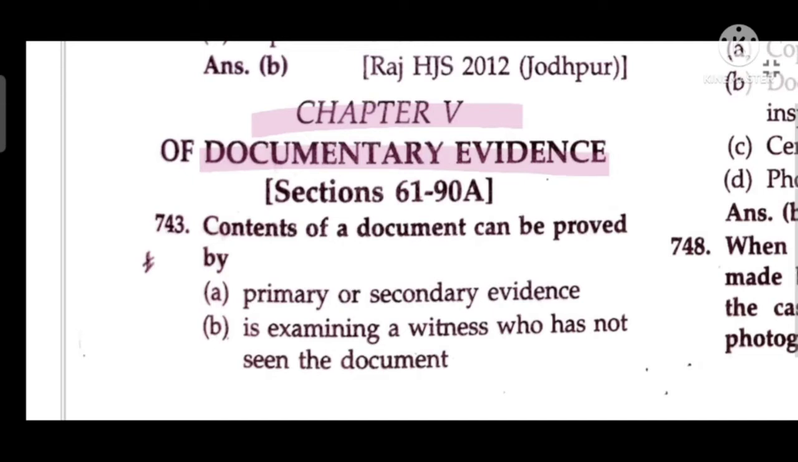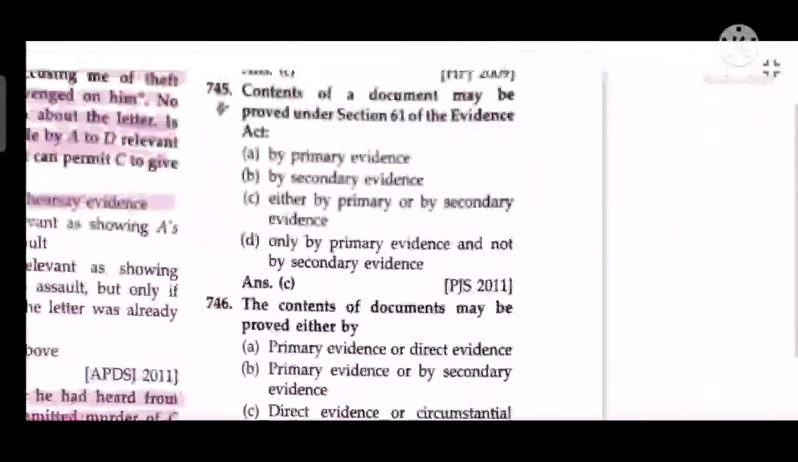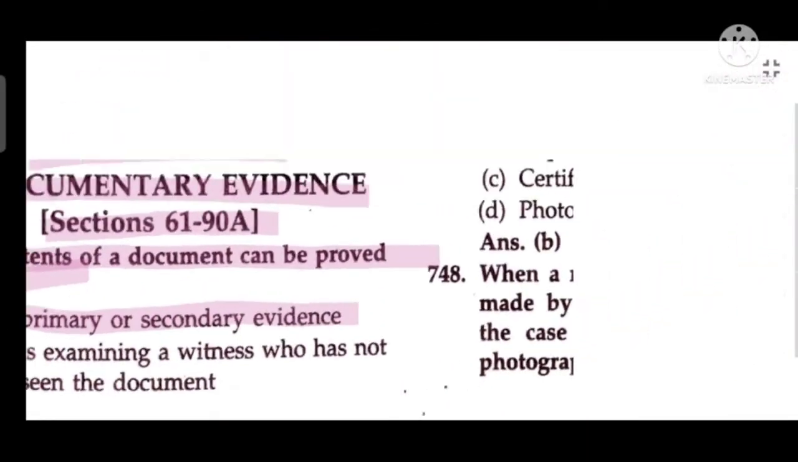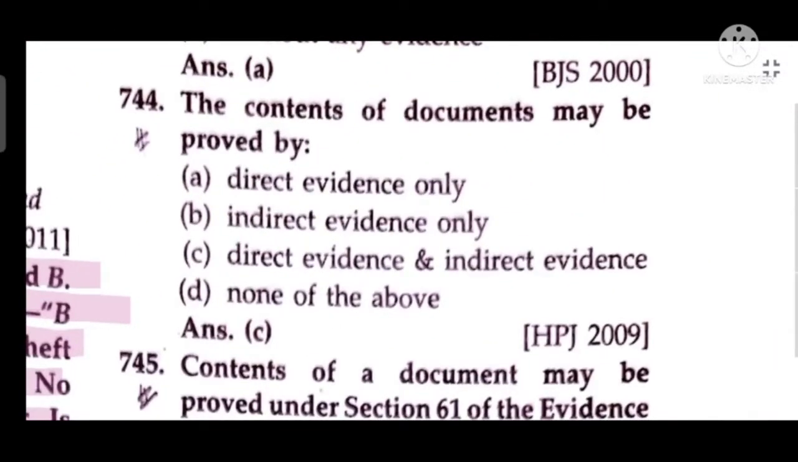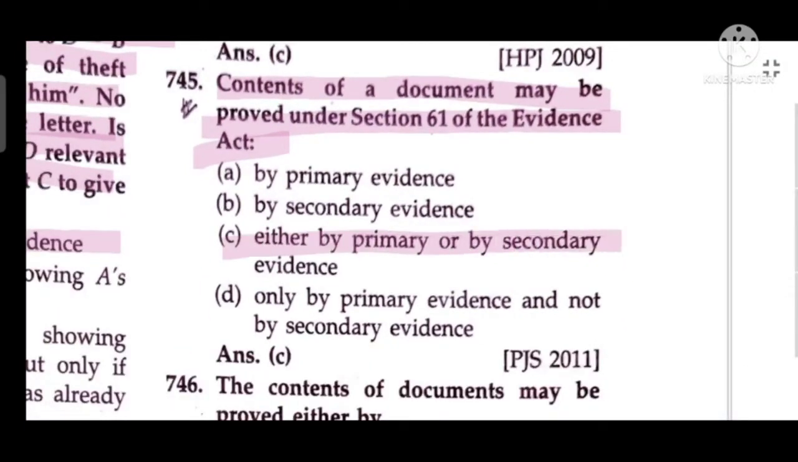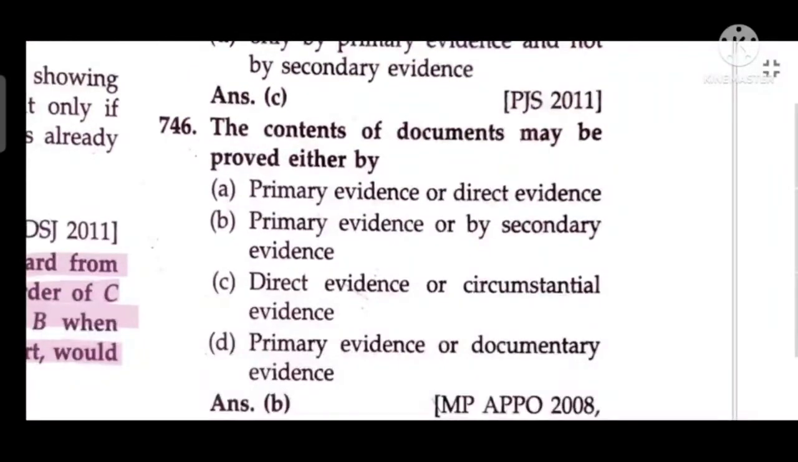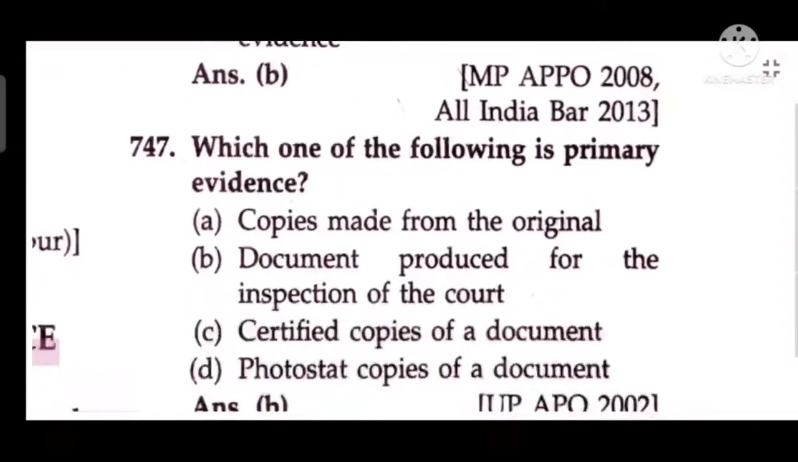Chapter 5 of Documentary Evidence, Section 61 to 69. The content of a document can be proved by primary or secondary evidence. The content of a document may be proved by direct evidence and indirect evidence. The content of a document may be proved under Section 61 of the Act by either primary or secondary evidence.